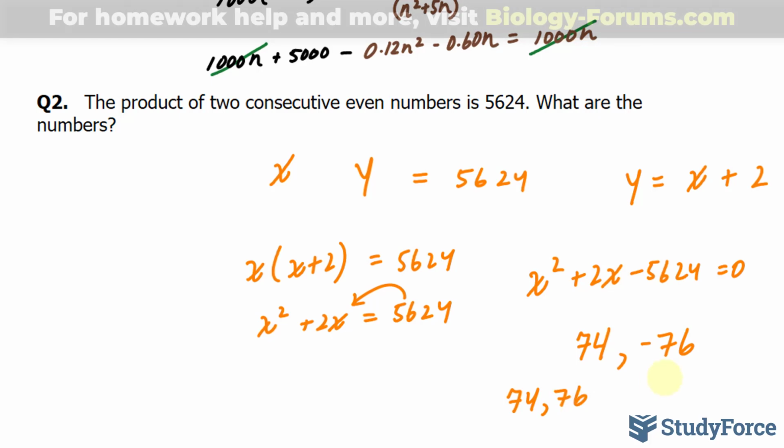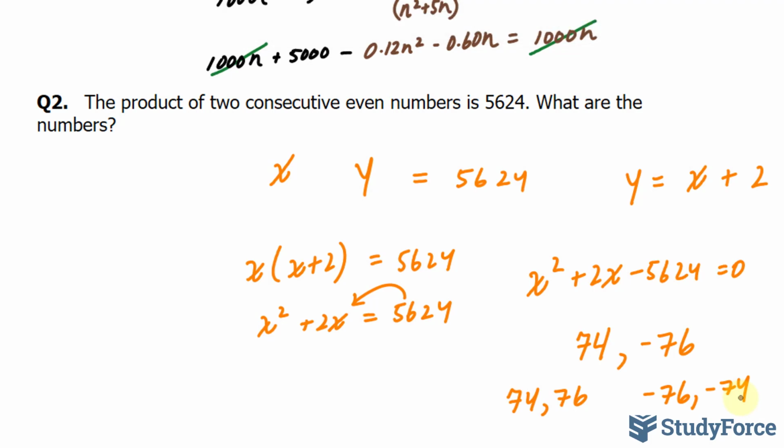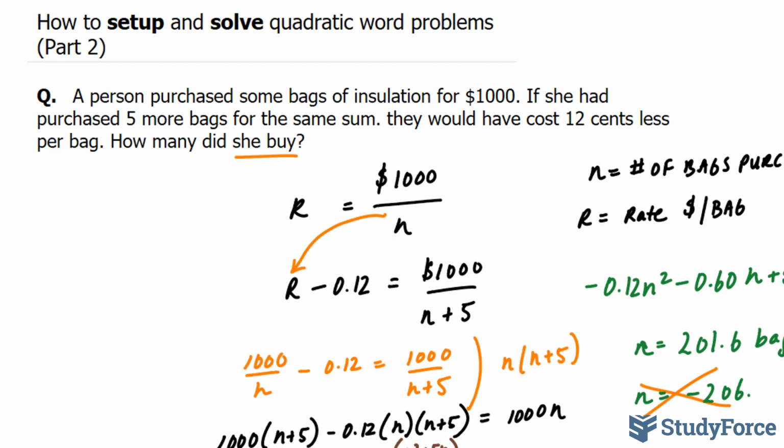If I choose negative 76, my next number will be negative 74, both of which, when you multiply together, will give you positive 5,624. And there you have it. 2 more examples on how to set up and solve quadratic word problems.